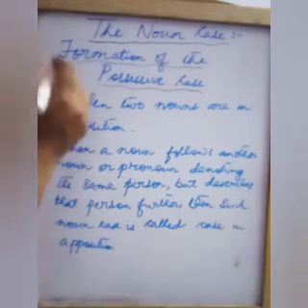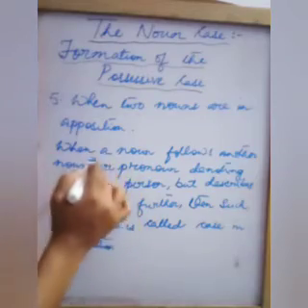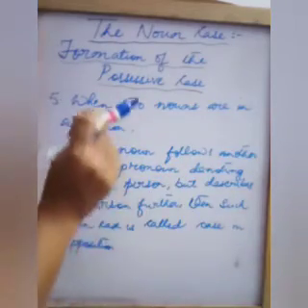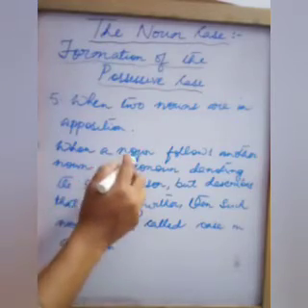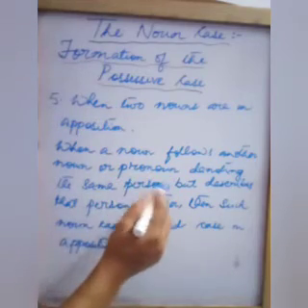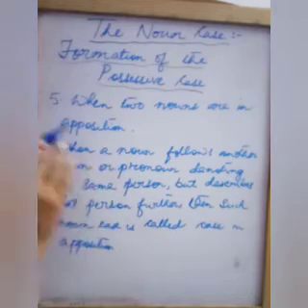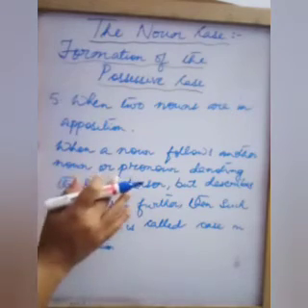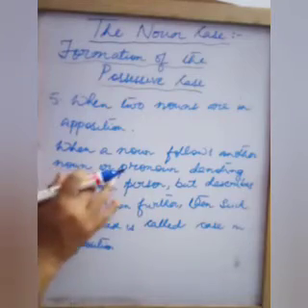Now read the definition very slowly and try to understand. When a noun follows another noun, it means in a sentence two nouns are there. A noun follows another noun or pronoun denoting the same person, means in both nouns we are talking about the same person, alright, not two different persons. Maybe one is a noun, the other is the pronoun of that same noun.